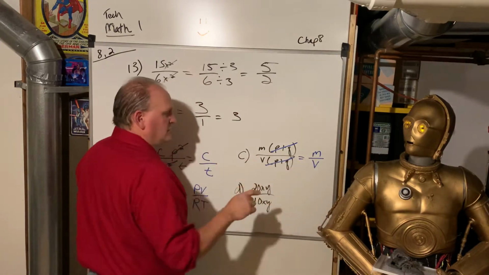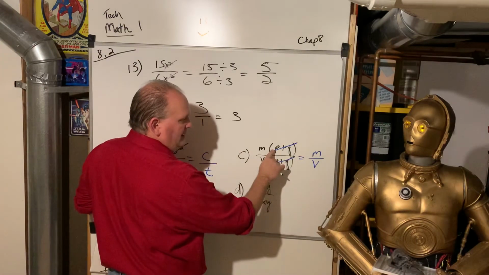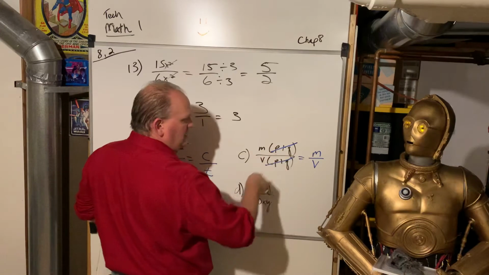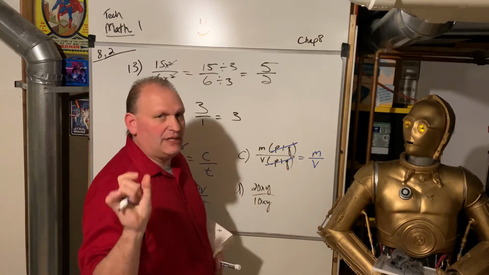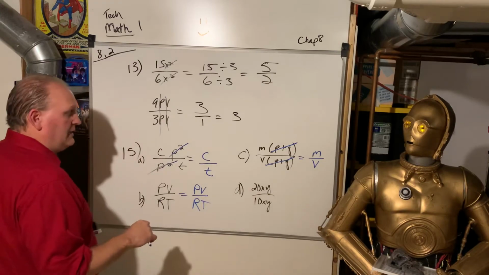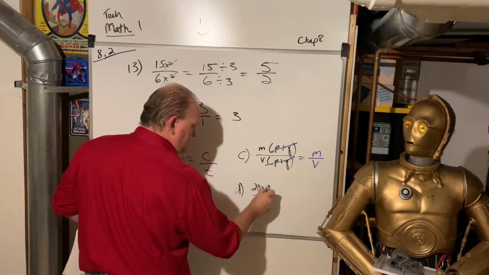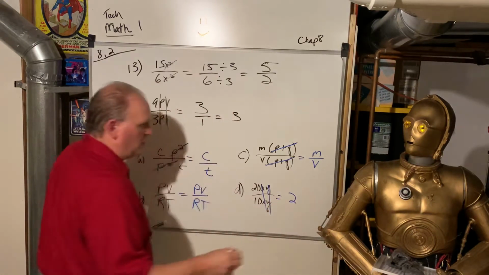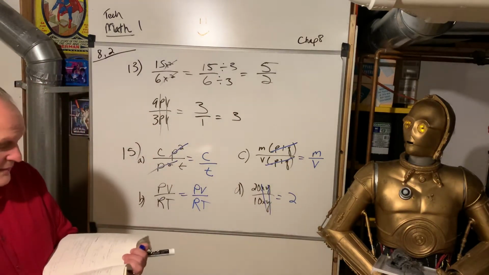What you can't do is pieces. If this would have been p plus q over p plus r, we just couldn't do anything. You can't take out a piece of it. It's got to be the exact same binomial, and then you can cancel it. All right? And then the last one here, the y's go, the x's go. 20 divided by 10 is just 2. 2 over 1, or 2.